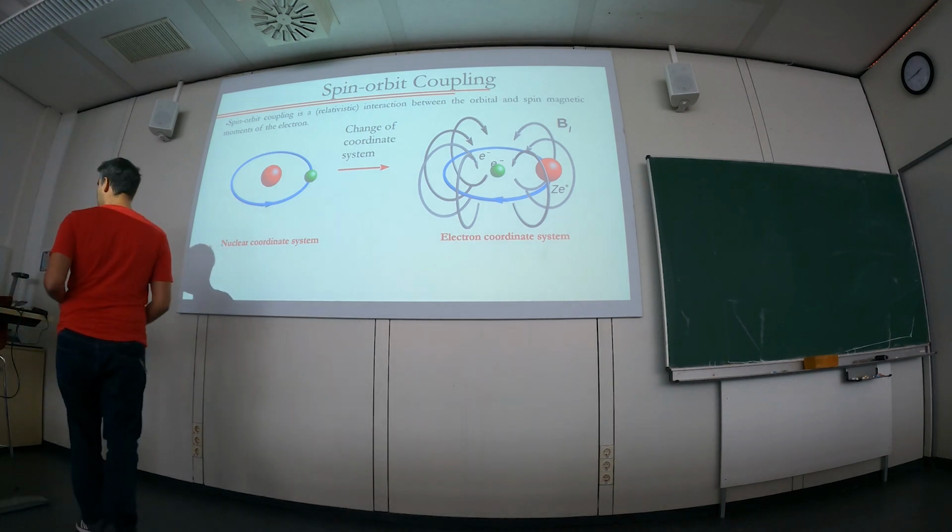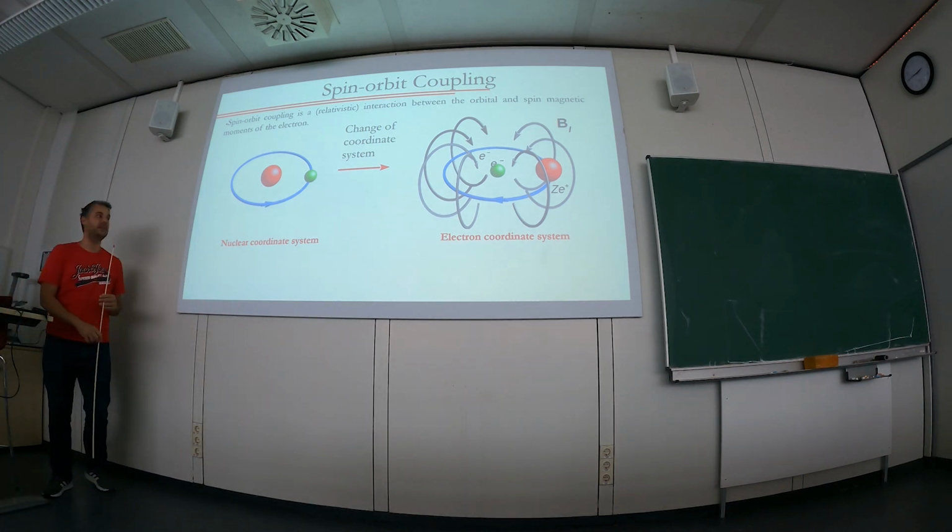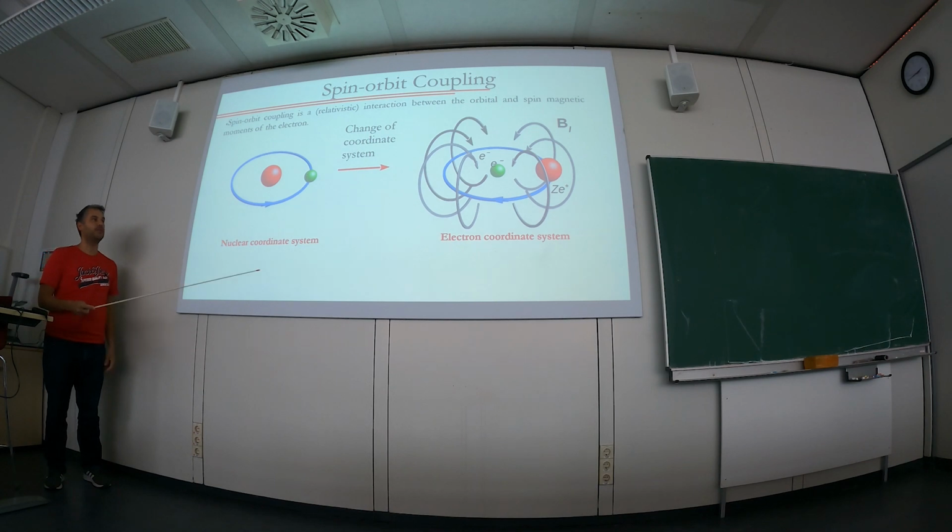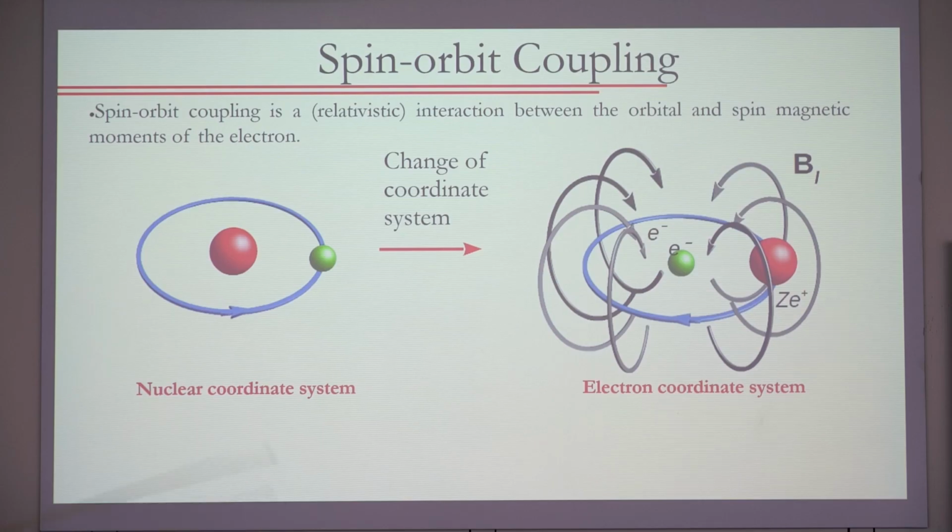So I talked about G factor anisotropy, but I didn't say why. The reason for G factor anisotropy is the spin-orbit coupling. So everybody has seen spin-orbit coupling in some subject. Not everybody.